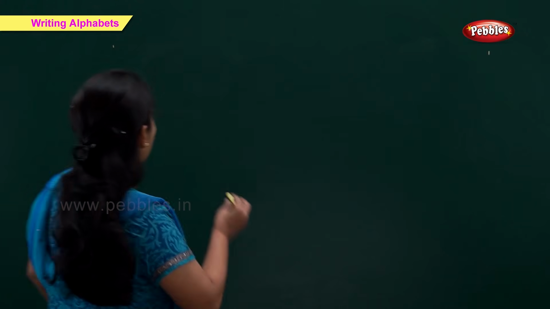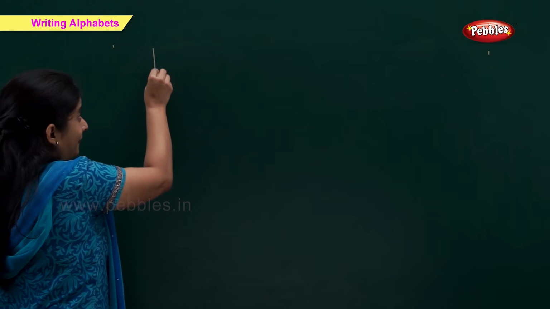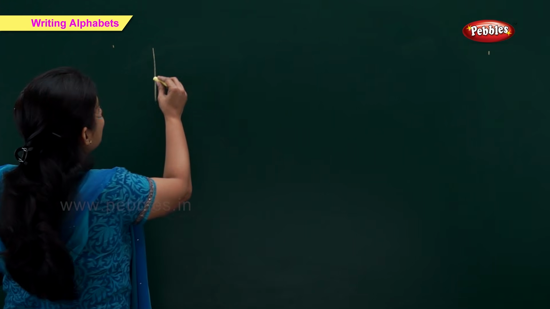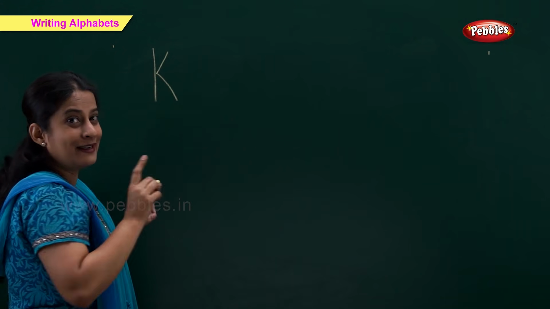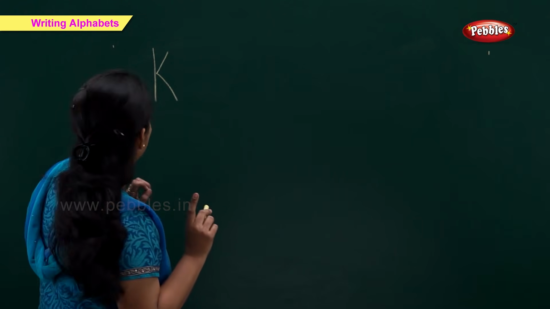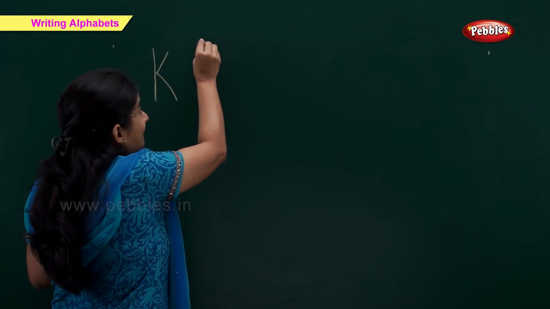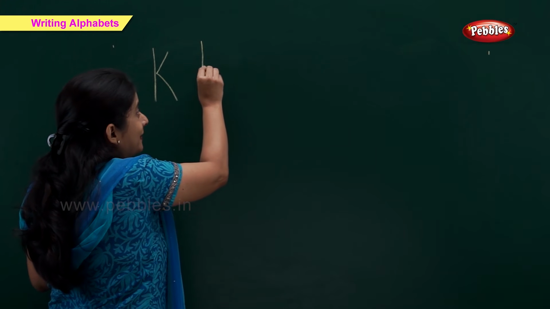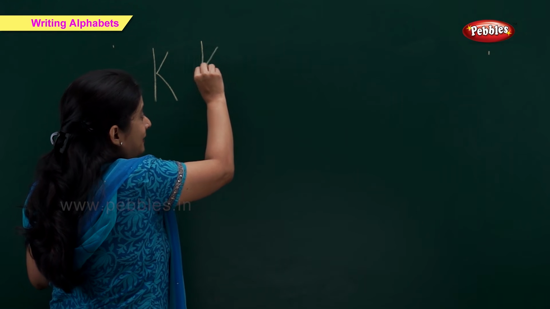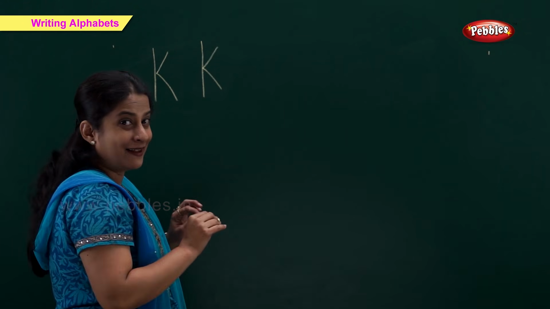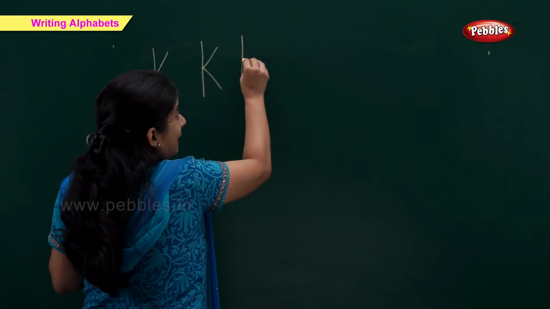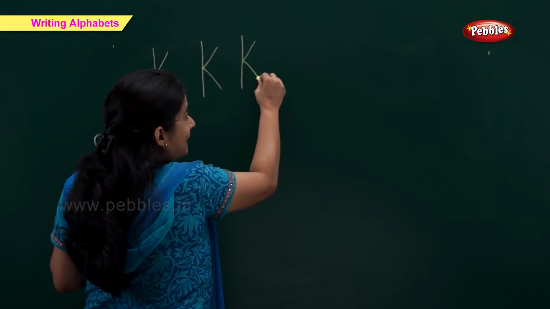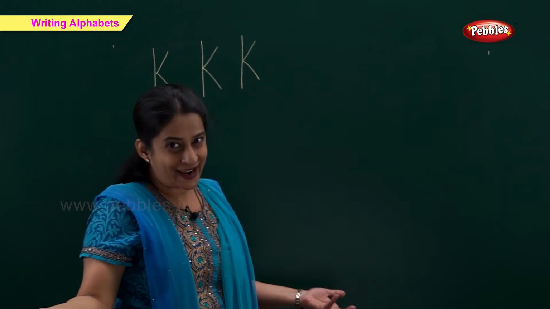It's time to write K. A standing line, a cross line up and a cross line down makes a K. Okay? A standing line, a cross line, one more cross line makes a K. A standing line, a cross line up and a cross line down makes a K.